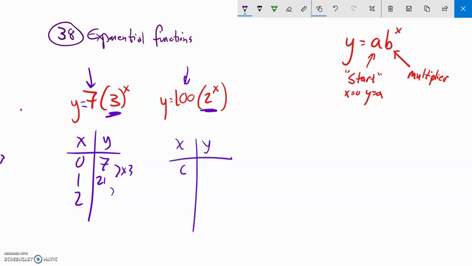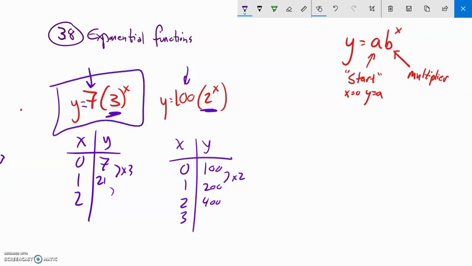This one starts at 100, and as x goes up by one, it doubles. So like 200, 400, etc., times two each time. So this equation is growing faster than that equation, right? It's tripling each time instead of doubling. But this equation has a higher starting spot than this equation. So this will start out larger than that one, 100 versus 7. But since this one's growing faster, eventually this one will get so big that it'll surpass this one because it's growing faster, right? Eventually it has to pass it. There's a good comparison for us.